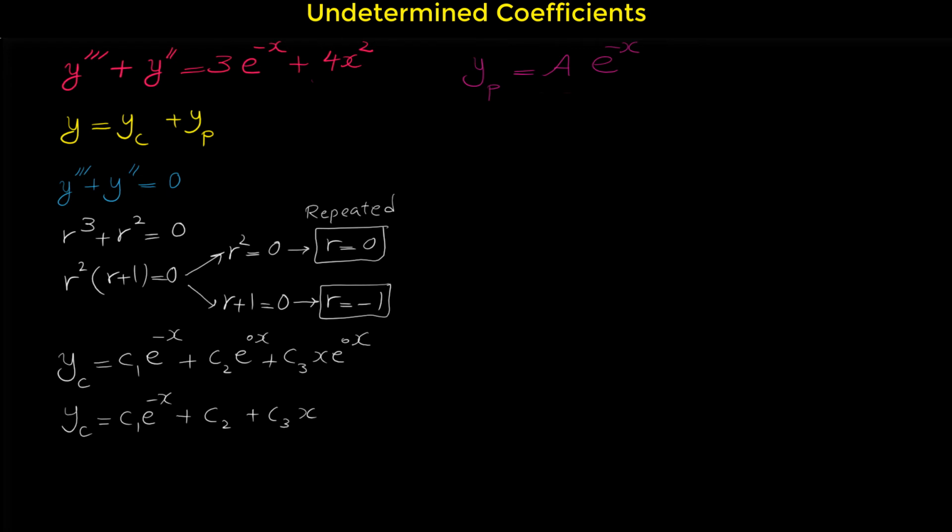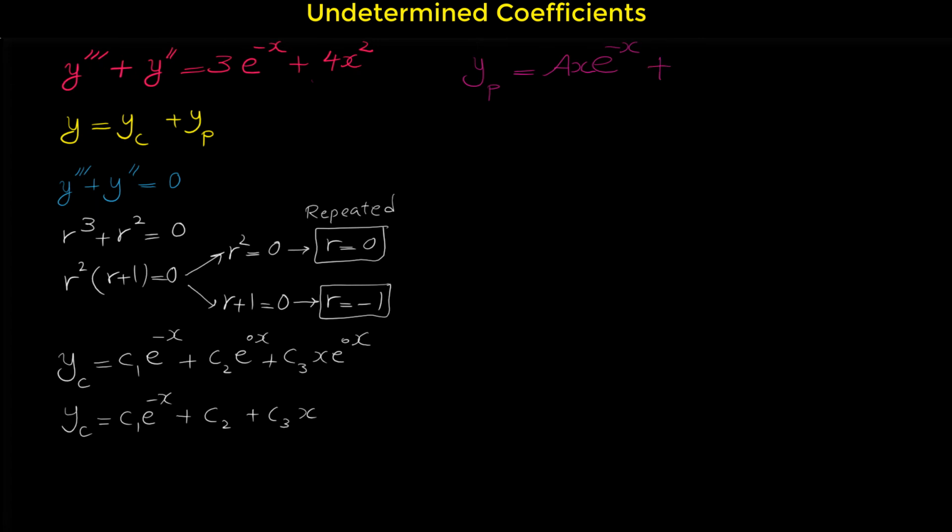If we multiply this expression by x, let me add x here in the middle between a and e to the negative x. Fortunately we have a space here, so a x e to the negative x. By multiplying by x in our particular solution, this term is not repeated here. So now this is the correct form for the particular solution.